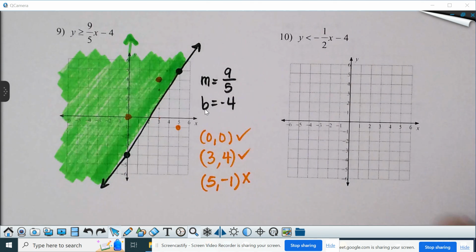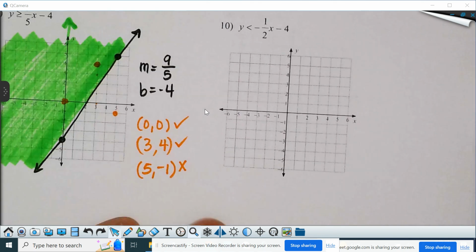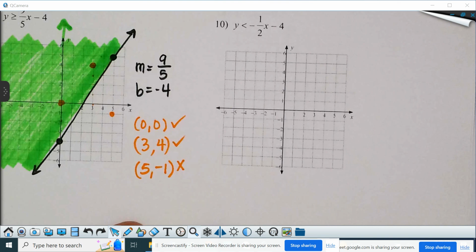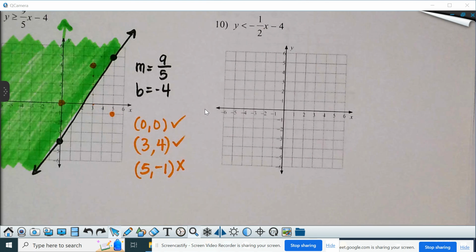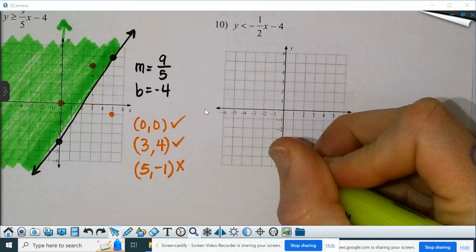Now, number 10 is not hugely different, but just one call out before I show you Desmos and we call it a day. Looking at number 10, y is less than. Is that above the x-axis or below? Below, yep. So we're going to draw an arrow down here.